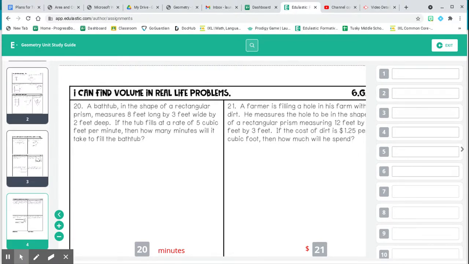Okay, so unit test tomorrow then. If you are in my honors class, we're going to move on to circles after that. If you are in my other classes, you guys are taking your test Friday, and hopefully, as long as all goes well, I will be back Monday.